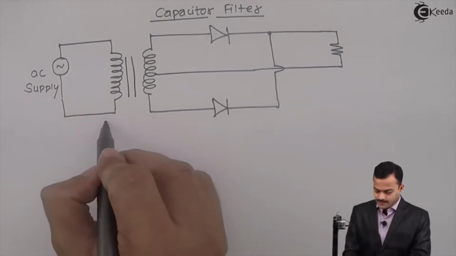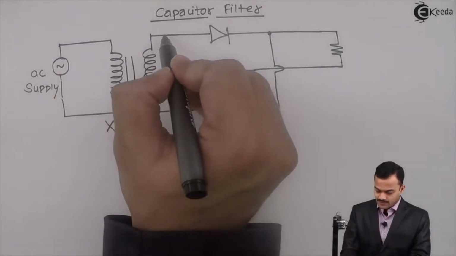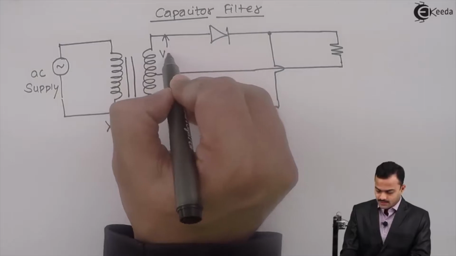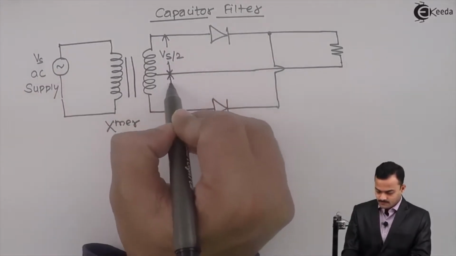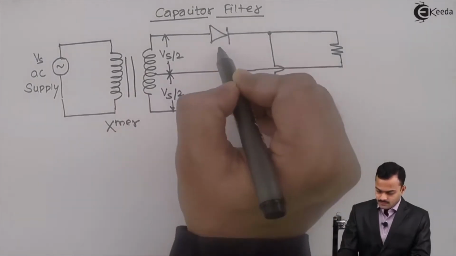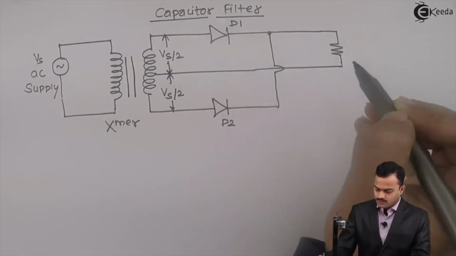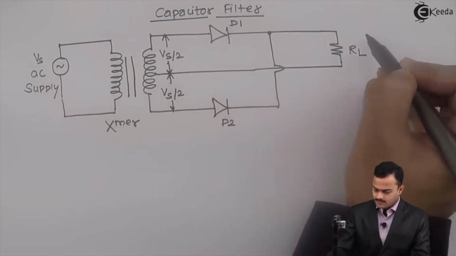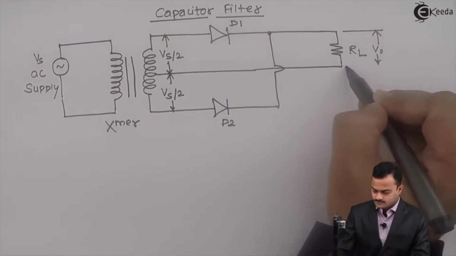Stepping down with the help of transformer, you are using a center tap transformer, hence voltage over here is half of the supply voltage Vs. Rectifying action is done by diode D1 and D2. This is a load resistance RL where we are getting output voltage V0.